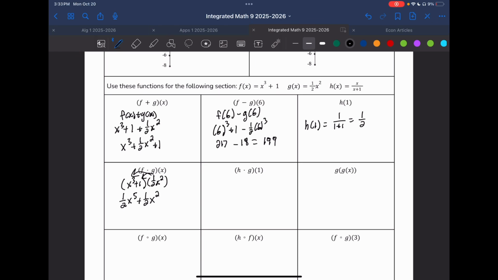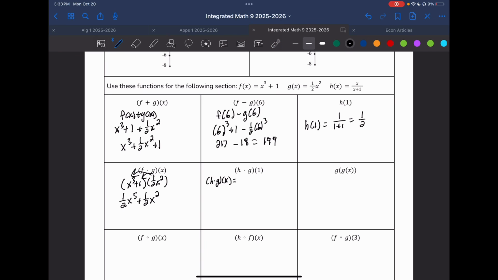So h times g of 1. Well, we can either think about that as let's find h times g of x. And also notice here how this dot means multiplication. Right down here we have open circles, and that means composition of functions. We'll do that next. Here we're multiplying.